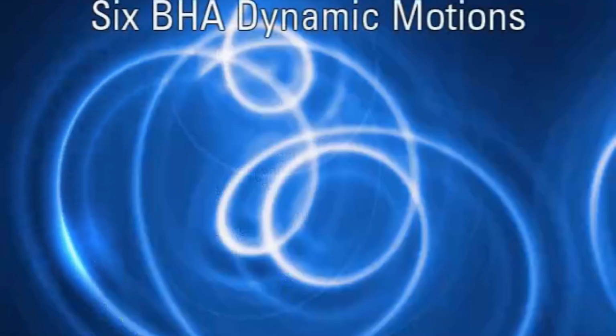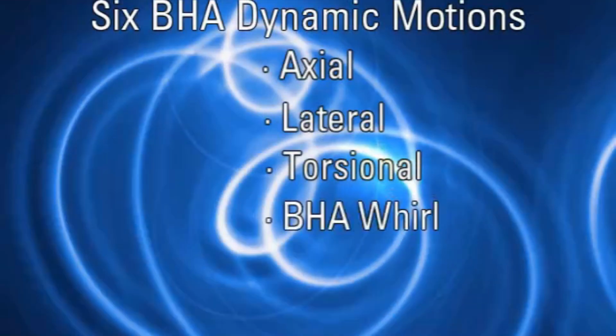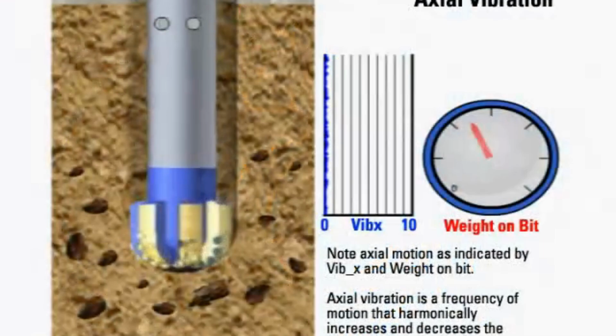Our discussion will look into 6 BHA dynamic motions: axial, lateral, torsional, BHA whirl, stick slip, and eccentric. These can exist separately or can be present together. Proper identification of the vibration mode is essential in order to recommend the correct cure.